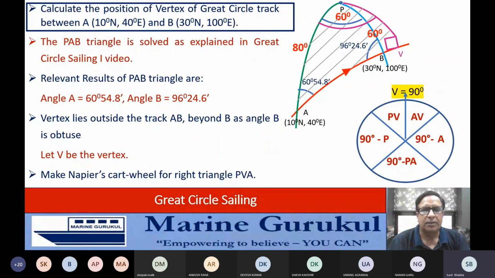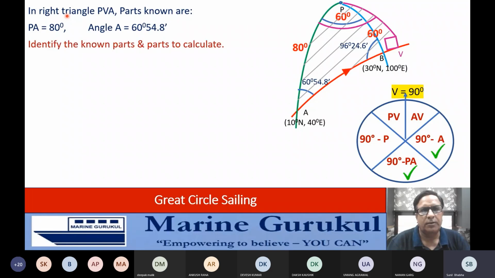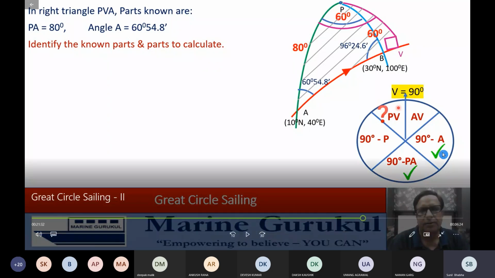So this way we complete the cartwheel for Napier's rule for the right triangle PVA. Now in the right triangle, let us identify the parts that are known to us. We know PA and we know angle A in the PVA triangle. So we mark these two parts in the cartwheel here. So we have PA known and we have angle A known. So these two values are known to us. Now we identify what we need to calculate. Now to get the latitude of V, we need to calculate PV. So PV would be one element that needs to be calculated.